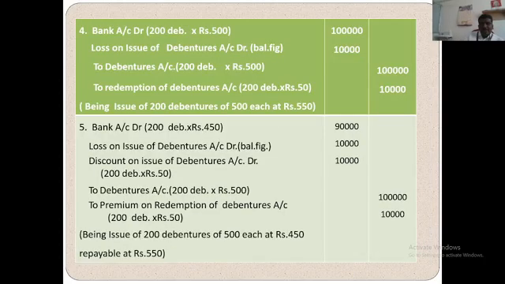Next, bank account debit, 200 debentures at the rate of rupees 500, 1 lakh. Loss on issue of debenture account, so we have to find out the balancing figure. To debenture account 200 into 500, 1 lakh. Redemption of debenture at the rate of rupees 50 each, 200 into 50, 10,000 rupees. Total 1 lakh 10,000. But discount on issue of debenture is also 10,000 rupees. Next, bank account debit 200 at the rate of rupees 450, 200 into 450, 90,000. Discount on issue of debenture, that means loss. Discount on issue of debenture account 200 into 50, 10,000 rupees, to debenture account 200 into 500, 1 lakh, premium on redemption of debenture account 10,000. Next, the difference amount between the debit balance and credit balance is called loss on issue of debenture.